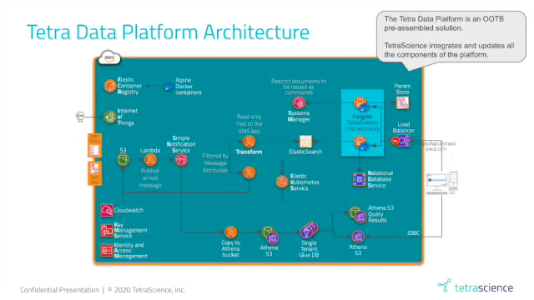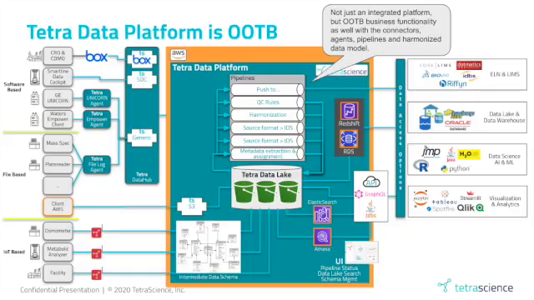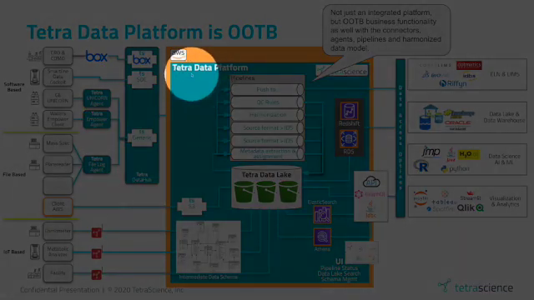When we think about, as we said, the Tetra Data Platform architecture, it's all built in. You don't have to put any of this together. No assembly required. It's buying the car and driving it off the lot versus ordering all the parts and trying to put it together. So when we look at the Tetra Data Platform, it's an out-of-the-box solution that wraps all those AWS components up into a nice platform that you can leverage.